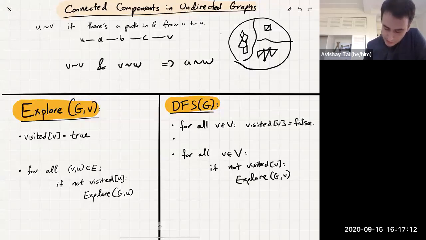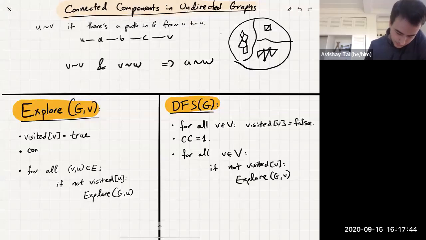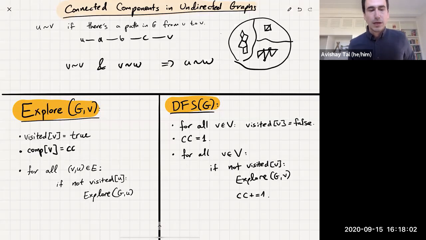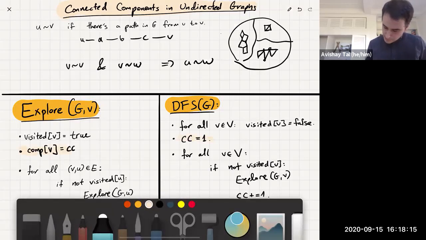So what do I need to do? The first thing that I do is I initialize a global counter that I call connected components. I initialize it to 1. And now, whenever I'm exploring, the component of V would be just this global counter. And when I'm done exploring a certain subgraph, I'm increasing the counter by 1. Okay, so that's the entire modification that I'm doing to DFS.